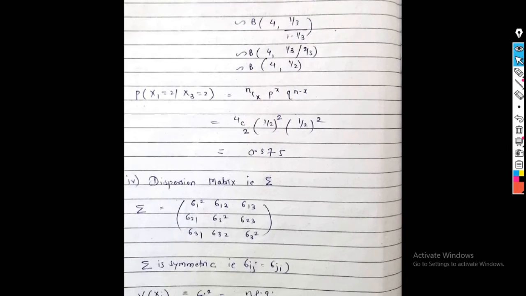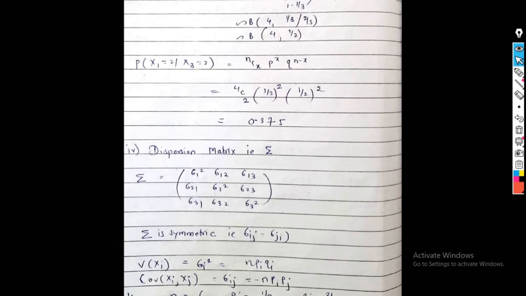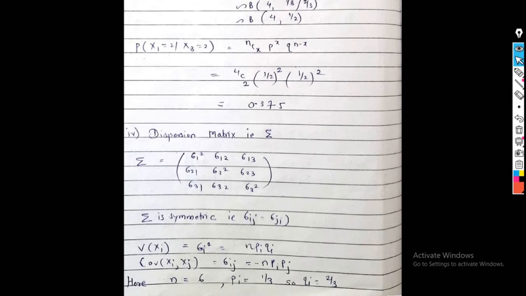Now the dispersion matrix. Dispersion matrix means the variance-covariance matrix, which is denoted by the summation sign. And what is the variance-covariance matrix? Diagonal entries are the variances of xi, and off-diagonal entries are the covariances between xi and xj. So the first element, first row first column, is the variance of x1. This is the covariance of x1, x2, and so on.